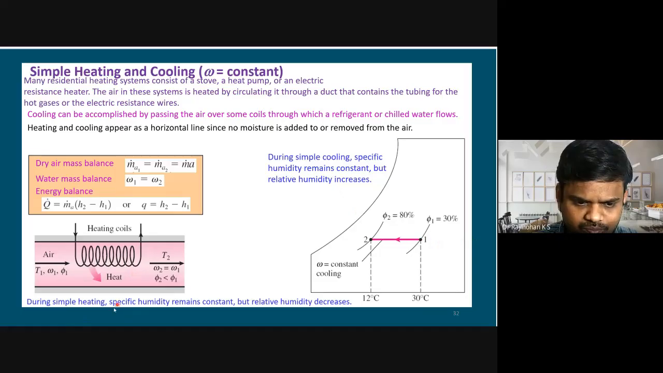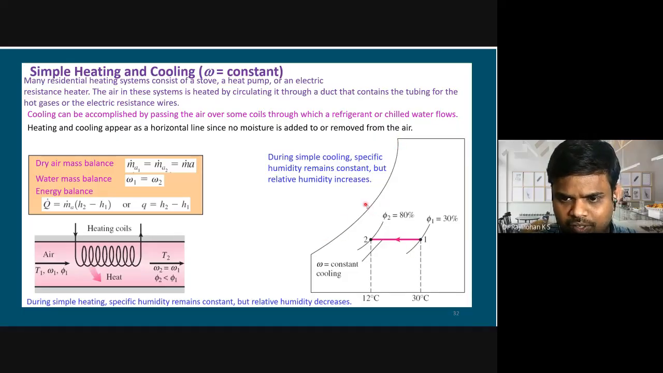Okay, and similarly during simple heating, the specific humidity remains constant, so we are going to have a flat profile. And what happens to the relative humidity? As I told, the relative humidity is going to increase if we are moving towards the left, because it is 100% saturation, 100% relative humidity.